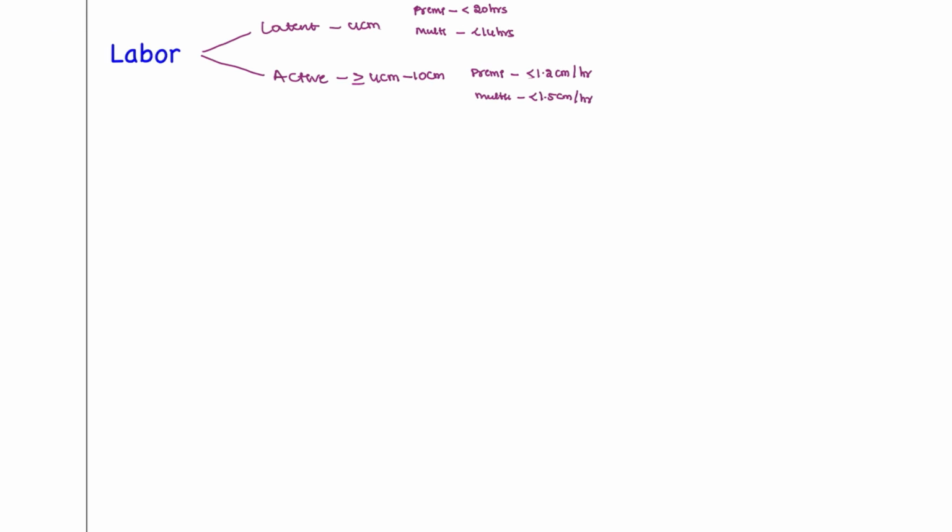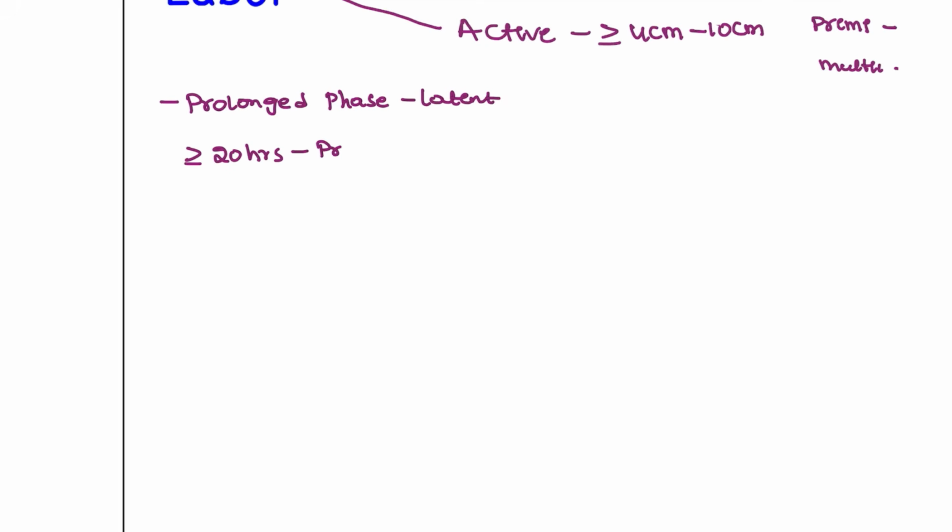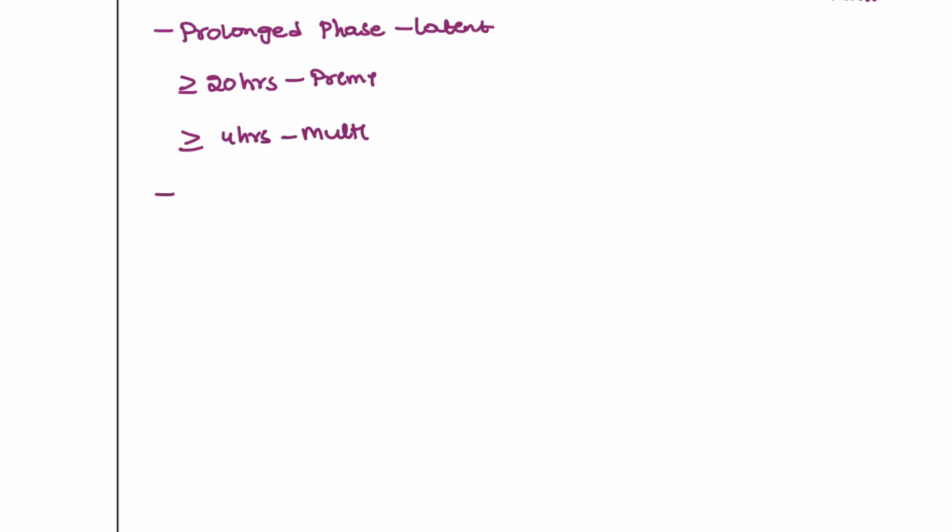All right, next, another problem: the prolonged latent phase. So if it is more than 20 hours in the primary, or more than 14 hours in the multi, compared with the normal, we are just differentiating. We have to give rest.